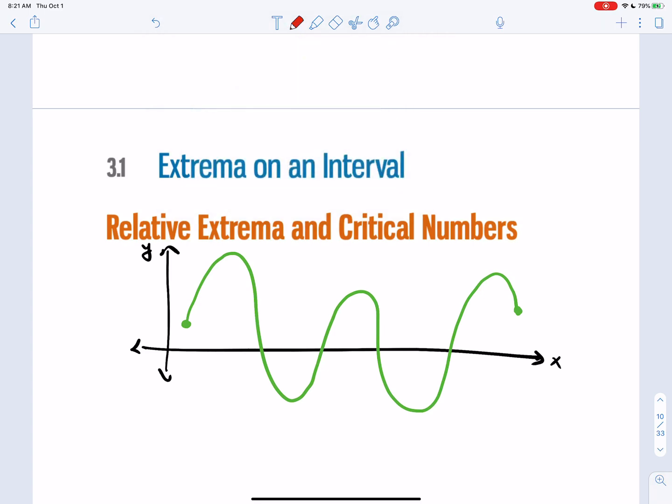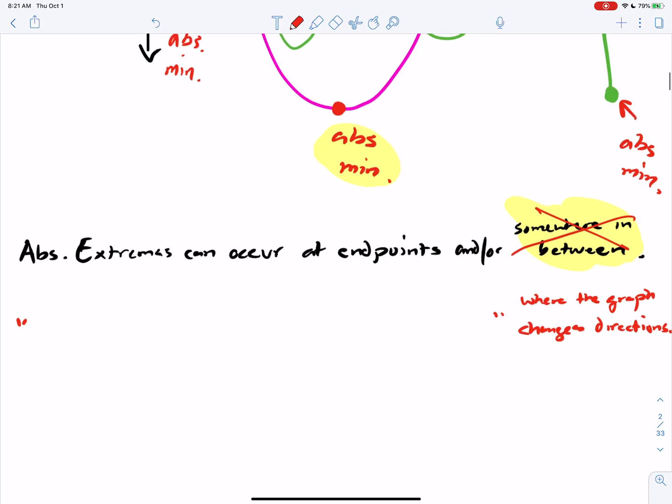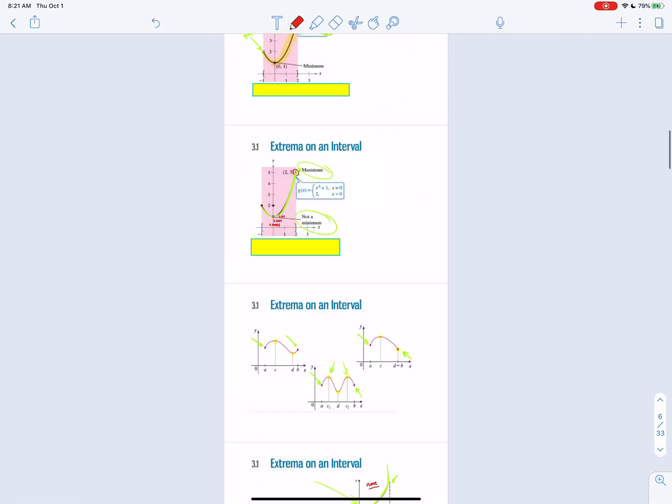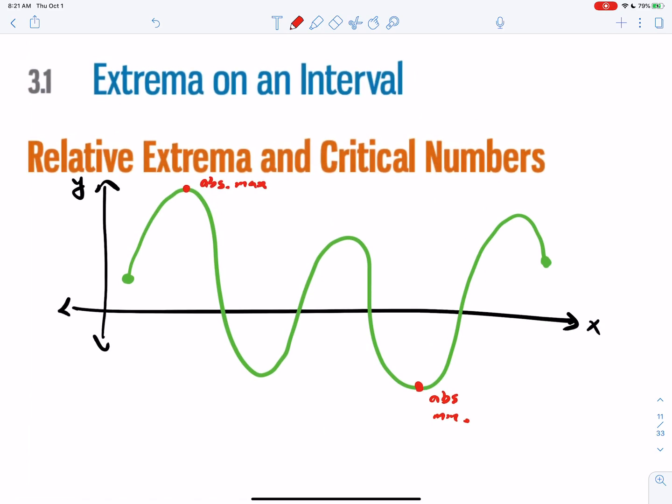Now, if I'm looking at this graph literally, the absolute max should be here, because it's the highest point. And this one is the lower one. That one looks close, but it's not quite as low as that other point here. They happen to occur somewhere in between, but where do we mean somewhere in between? Where the graph changes directions, right? And is that true here? Notice how this is where the graph changes directions. So we're going to take that one step further.